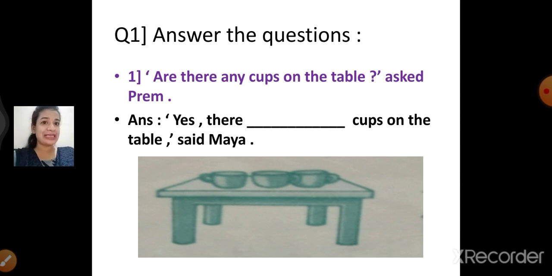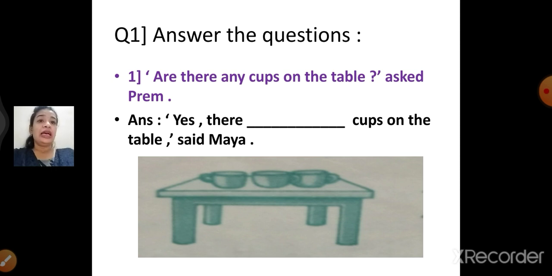So yes, there. Now you can see in the question, are there. So here you have to complete it. Yes, there are. Yes, there are cups. No. So you are going to answer it. Yes, there are some cups. If you don't count them, what are you going to say? Yes, there are some cups on the table.